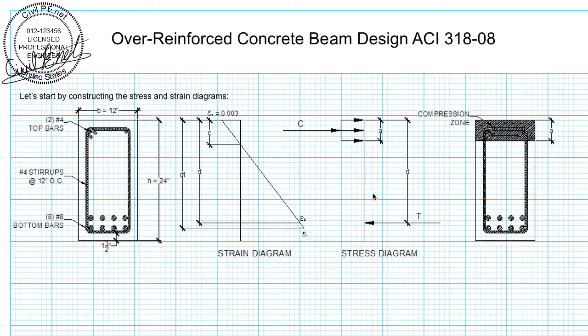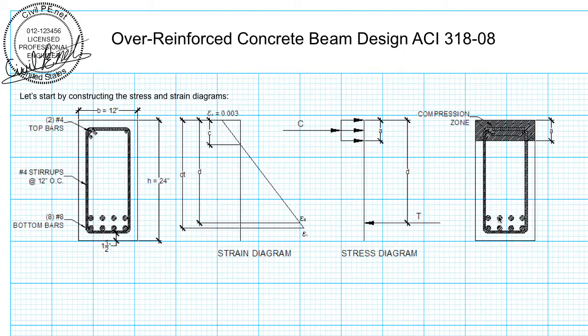Now we've got the stress diagram. Looks very familiar. We've got our compression force. It's acting over a depth a, which is the depth of our Whitney stress block, and it's acting over the entire width of our beam. And we've got our tension force, which is equal to the area of the group of steel at the bottom of our beam, so all number 8 bars, times the stress in that steel.